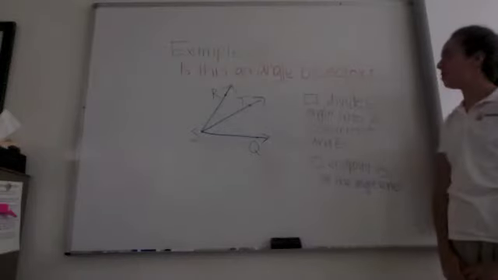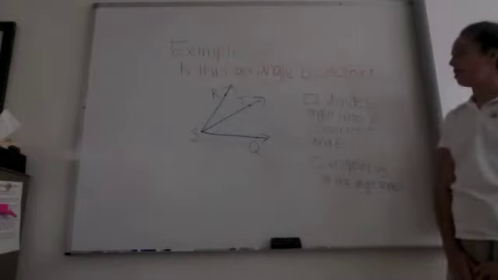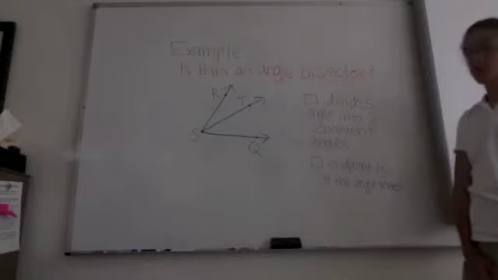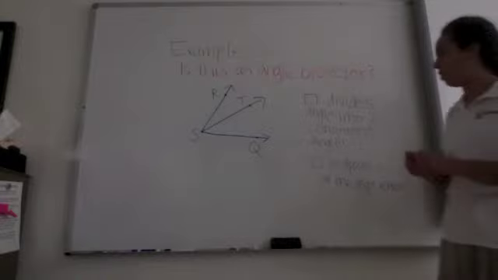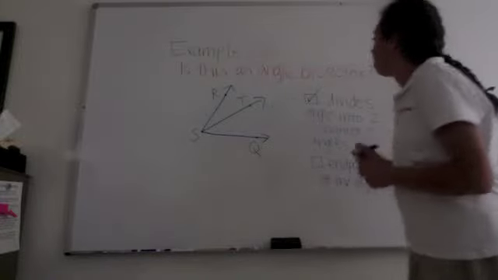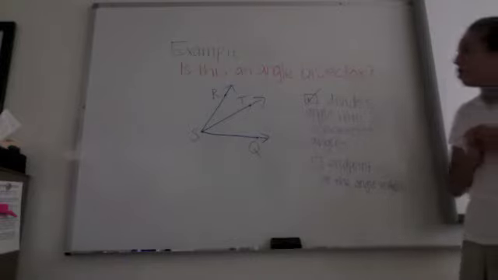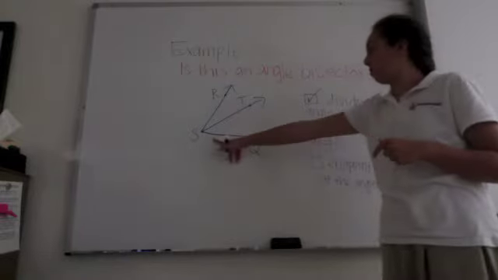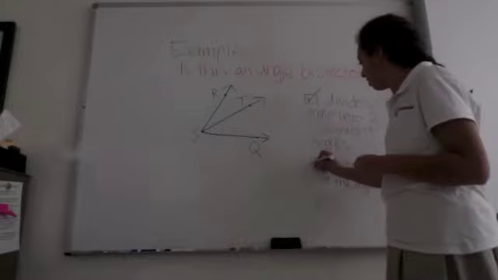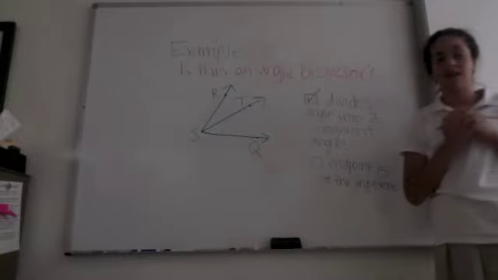Our last example is example 6. The question is, is this an angle bisector? The first thing you have to look for is that the angle is being divided into two congruent pieces, which it is. The second thing you have to look for is that the endpoint is at the angle vertex. Ray ST starts at vertex S, which means that this is correct. That makes this an angle bisector.